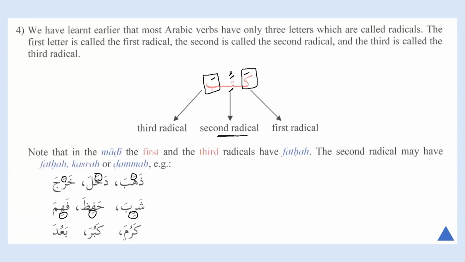And then we have karuma, and this is the least common form of the verb that is used in the Quran or in the Arabic language, where the second root letter has dhamma. So we have karuma, he was noble or he became noble. Kabura, he grew up or he became older. And bu'ida, it became far or it became farther. So the second root letter in the past tense can have fatha, it can have kasra, and it can have dhamma. However, the first radical and the third radical are always mabniyun alal fath. They will always end with fatha.